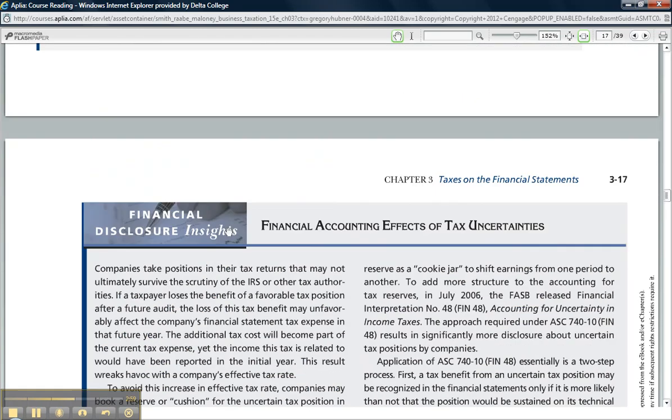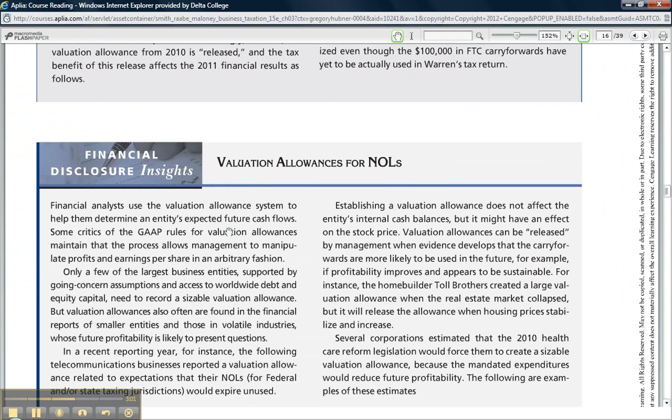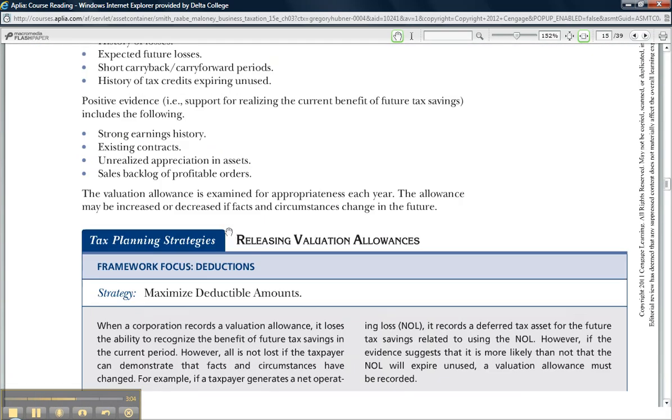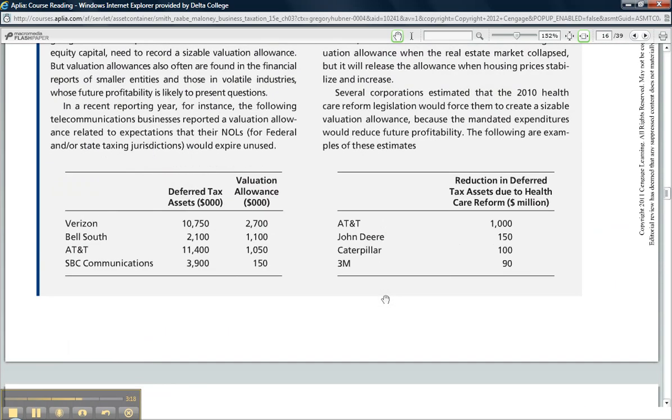Let's see, there's also a section in here about releasing valuation allowances. If you had previously recorded a valuation allowance and then you start to accumulate positive evidence, you can reverse that valuation allowance entry and recognize the deferred tax asset.